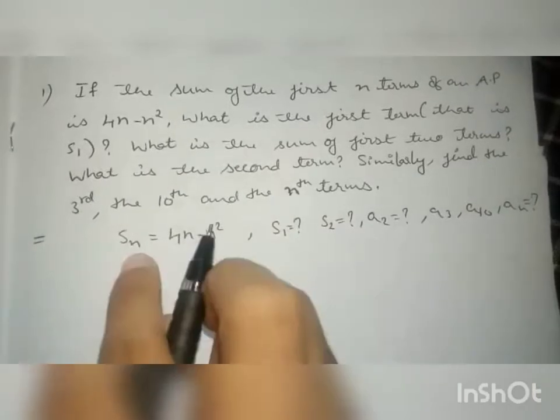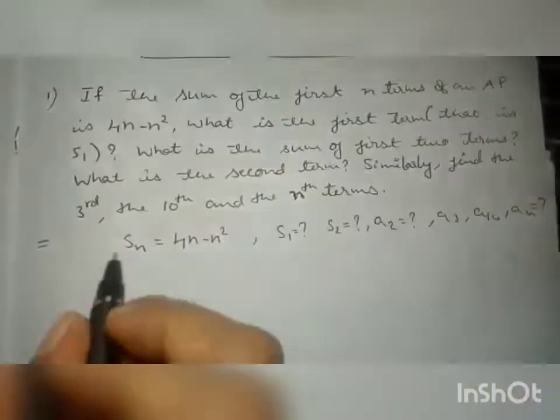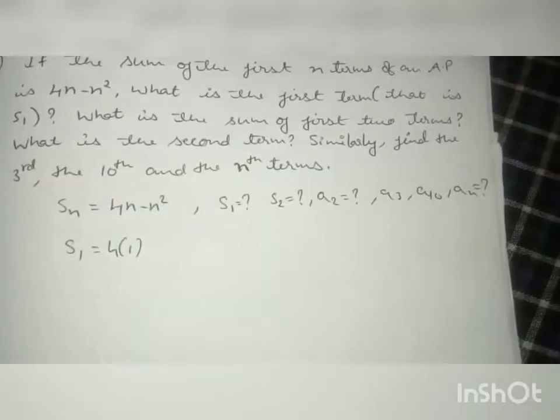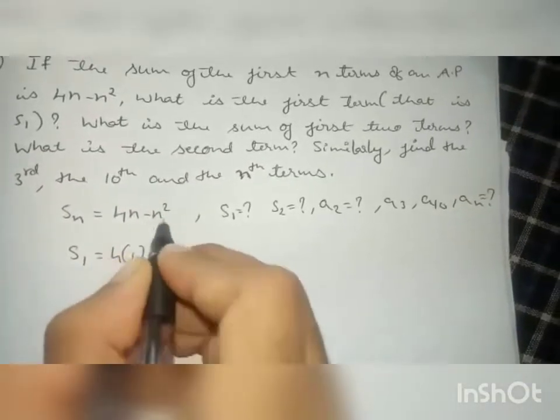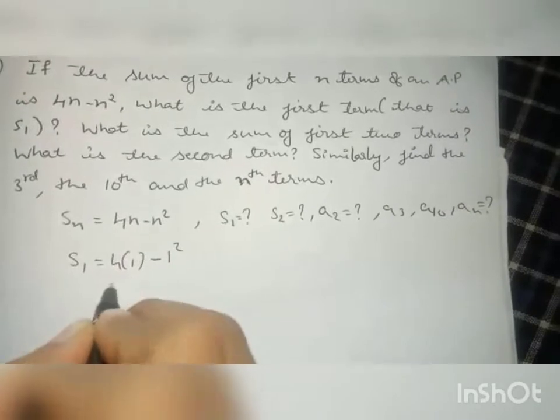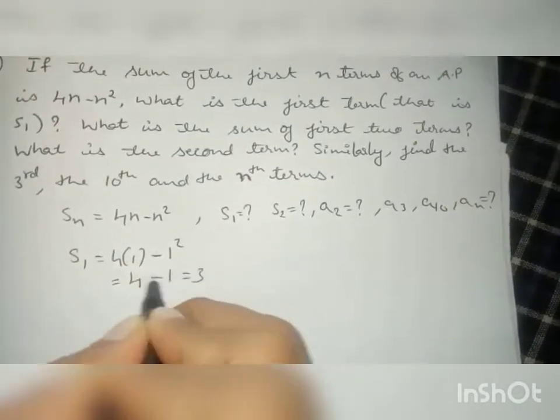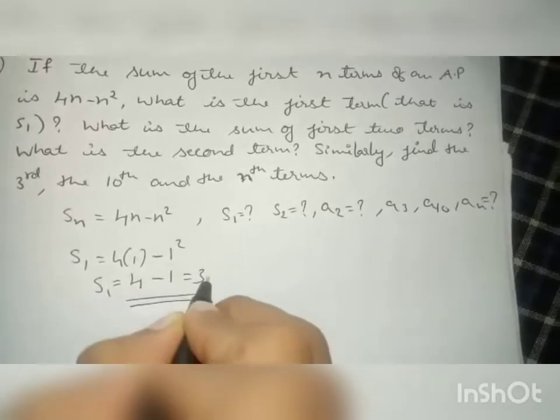Substitute 1 in the place of n. So S1 is equals to 4 into 1 minus n square, which is 1 square. So what does it become? 4 ones are 4, minus 1. 4 minus 1 is 3. So S1 is equals to 3, you got.